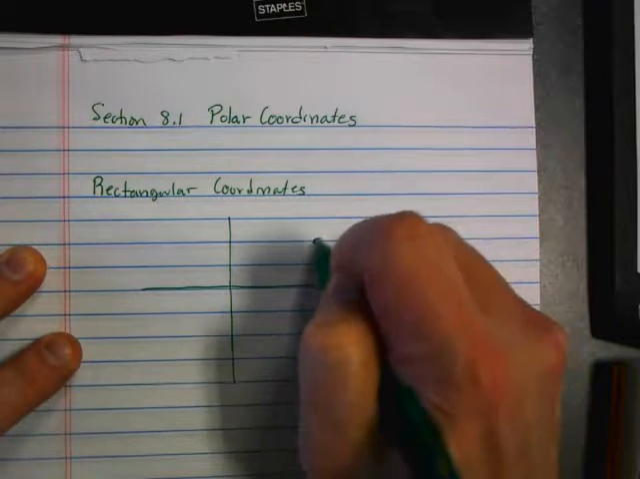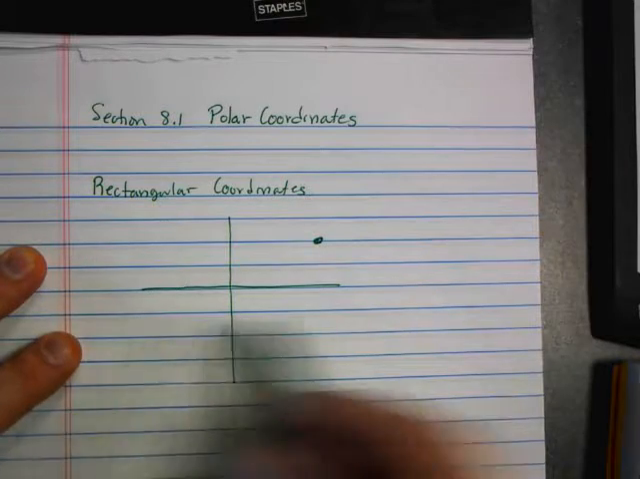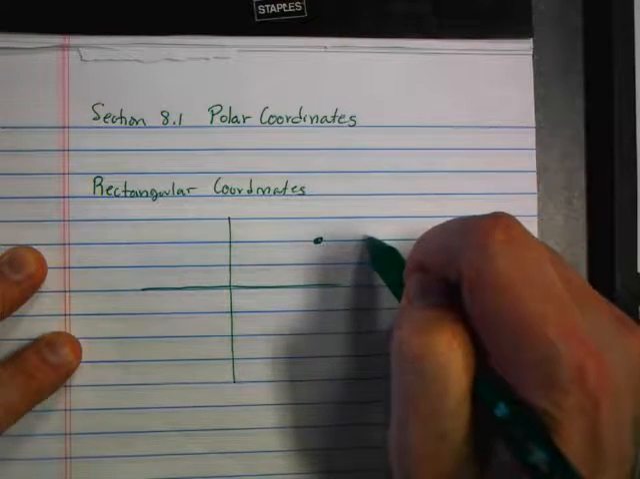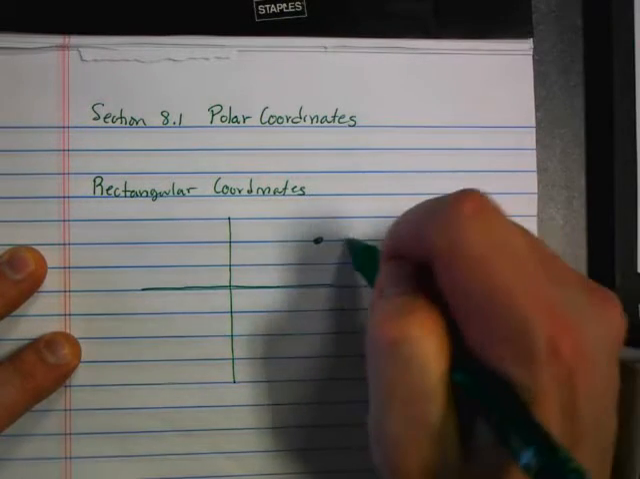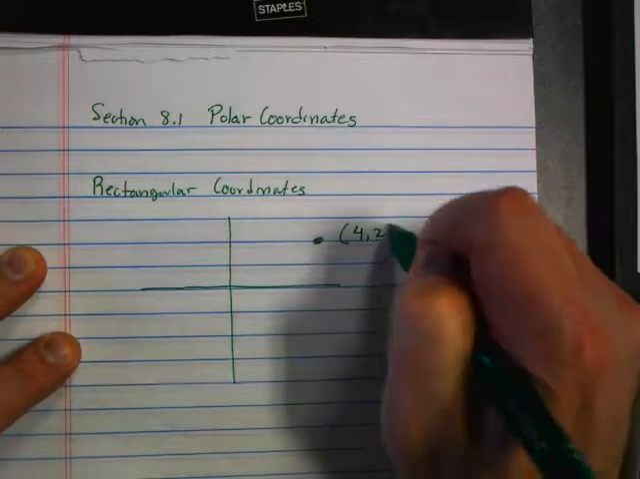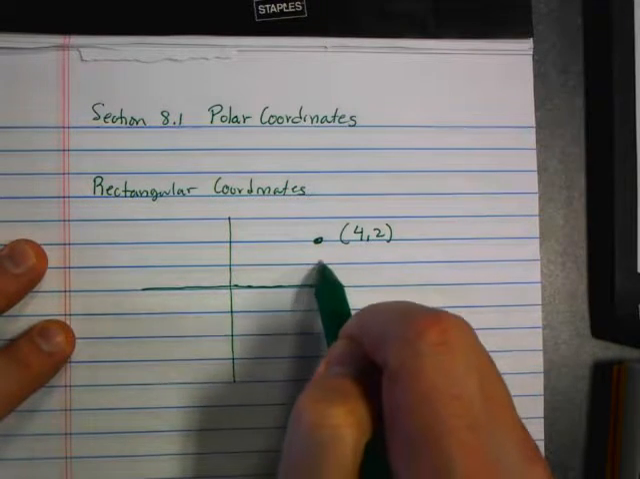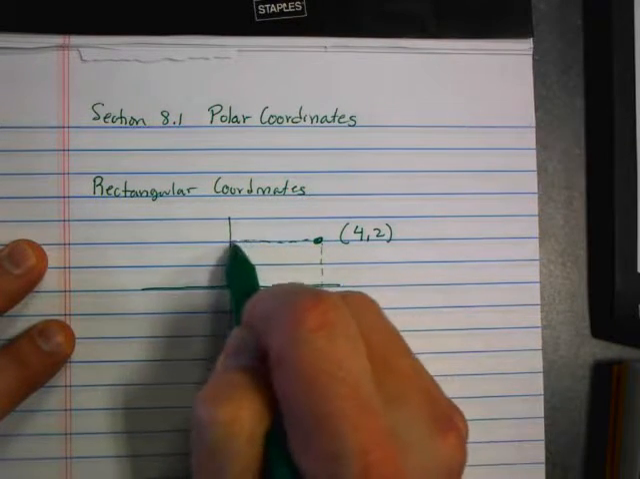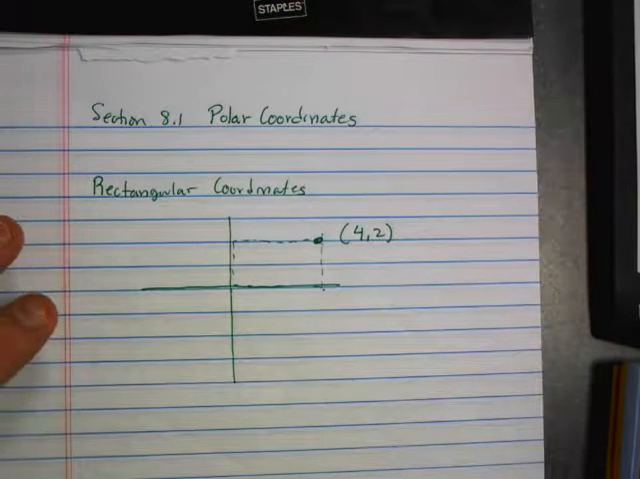So if I give you this point right here, you might tell me, well, it looks more like 4, 2. It's further to the right than it is up. And this is known as rectangular coordinates because you're measuring this way, so you get a big rectangle here. So it's 4 over and 2 up. That's called a rectangular coordinate.